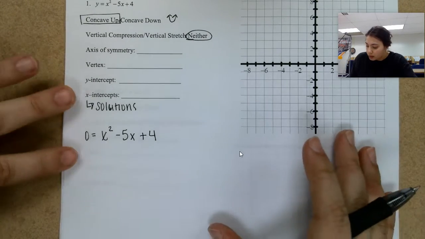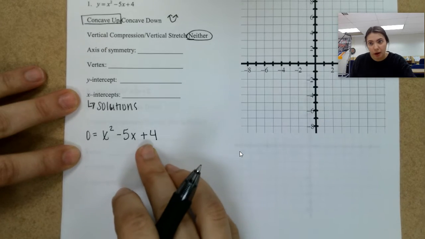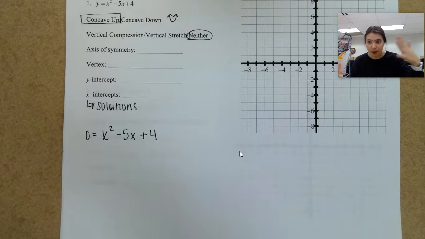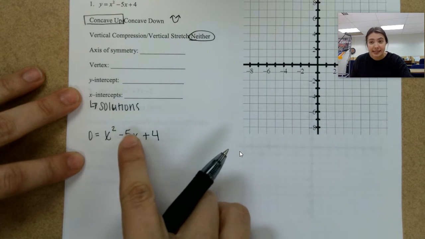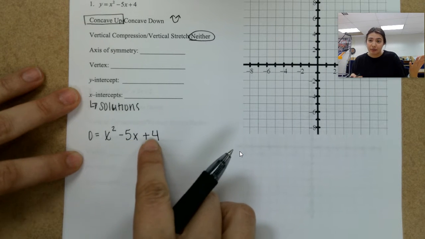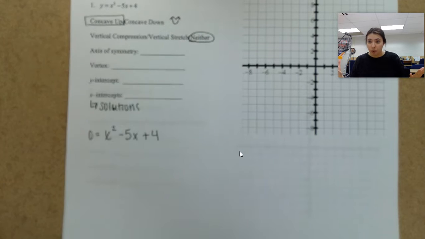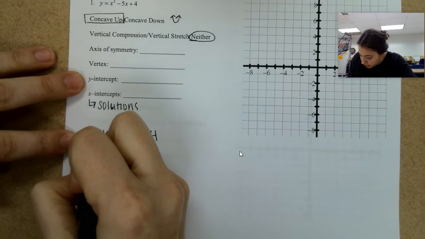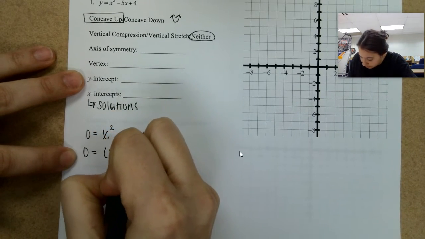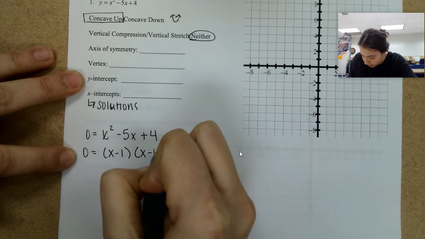So because the number 4 can be factored into 1 and 4, we know that 1 and 4 somehow make 5. 5 is negative, so if we use negative 1 times negative 4, not only does that create a positive value, but if we add negative 1 and negative 4, it creates a negative 5. So our two factors are x minus 1 and x minus 4.